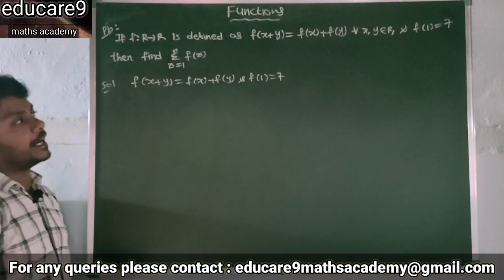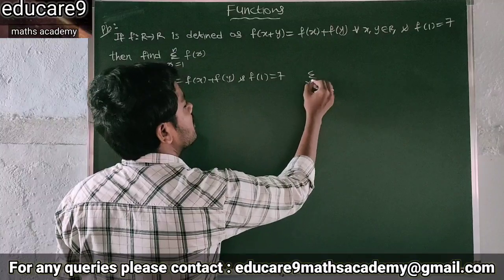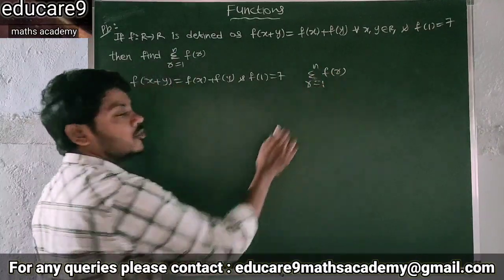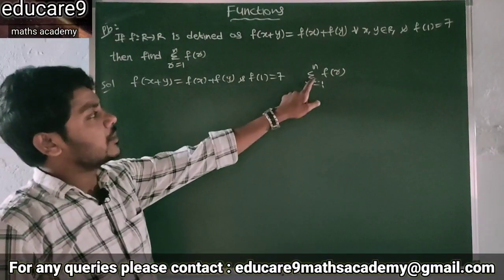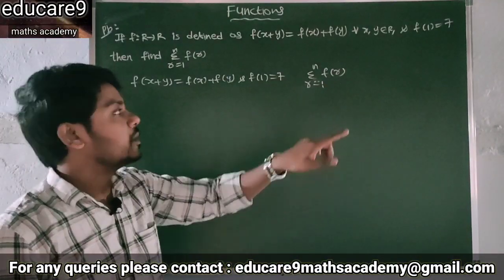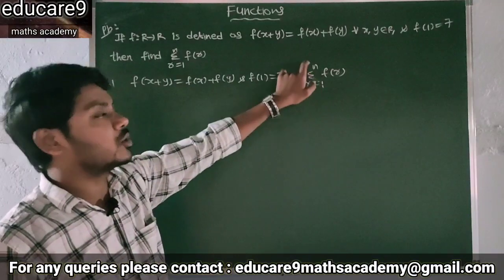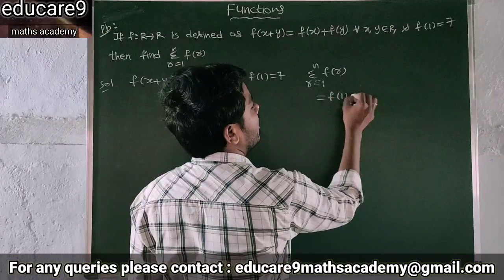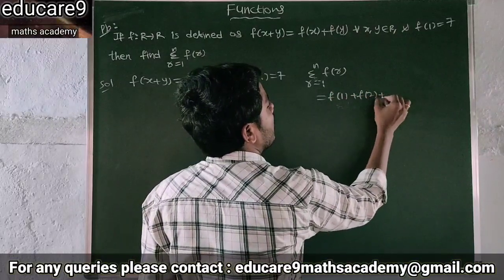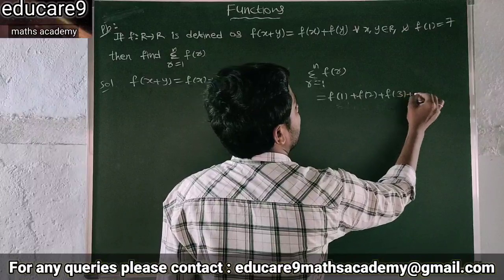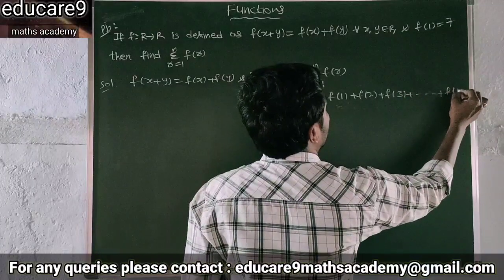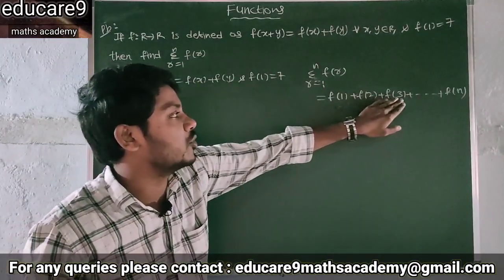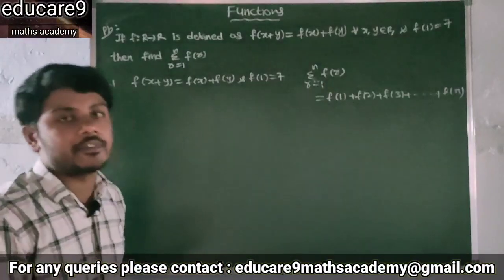Now you want to find the summation of f(r) for r from 1 to n. So you want to find this value. But here, summation means what? Sum of the terms, and here r values are running from 1 to n. So clearly this is f(1) + f(2) + f(3) and so on up to f(n). So clearly you want to find the f(1), f(2), f(3) and so on up to f(n) values.